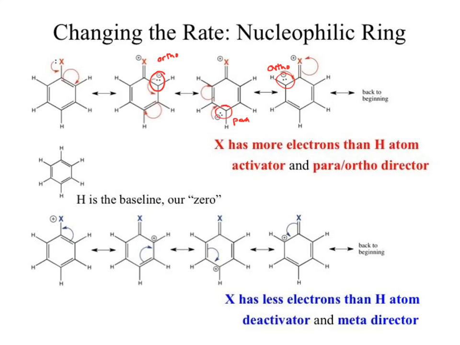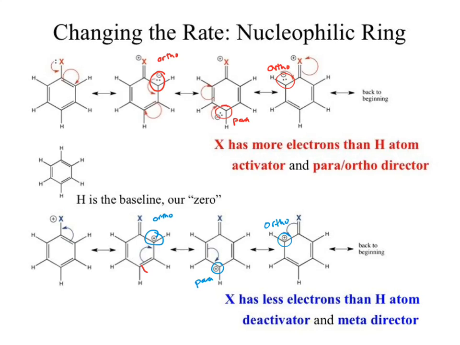What happens in the lower case? Okay, where X has fewer electrons than a hydrogen atom. What charge builds on the ring? Positive charge at the ortho position. Next structure. Para position. What charge? Next structure.